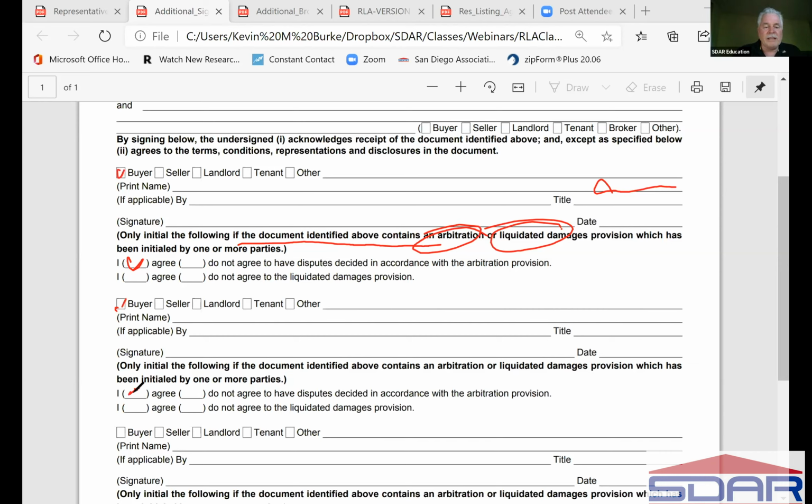Same rule applies. And remember, if one misses it and it requires a separate initial, then it's going to take a counter offer in order to fix it. Okay. All right. Robinson. Hi, Kevin. Would you suggest having an ASA filled out, listing the other CAR forms like TDS, SPQ? I don't think that's necessary, but that's a good question, Robinson.